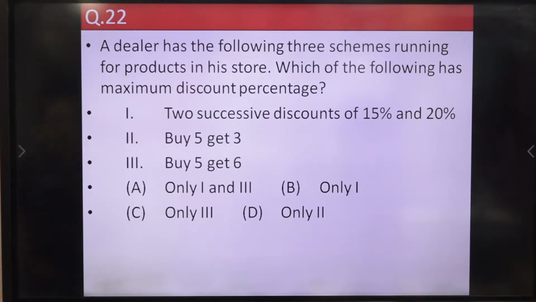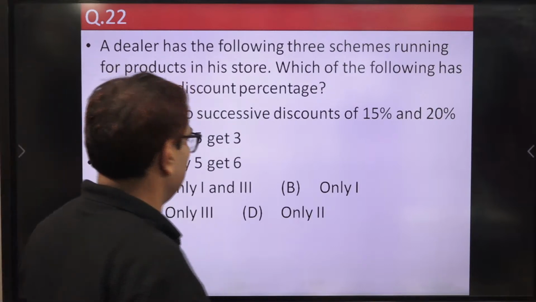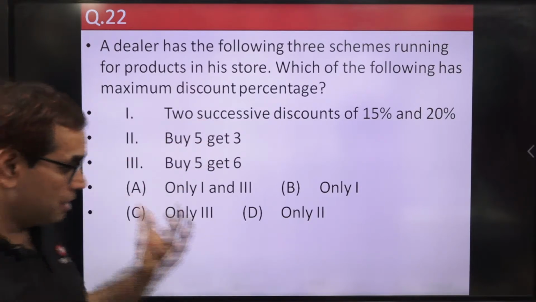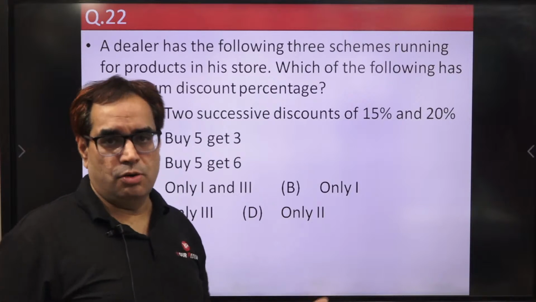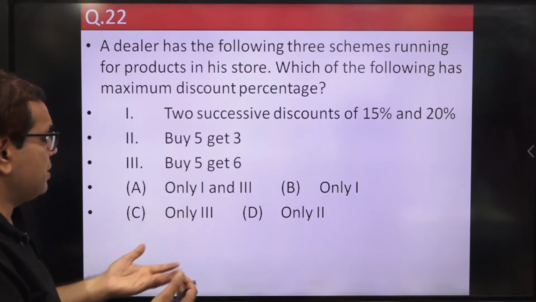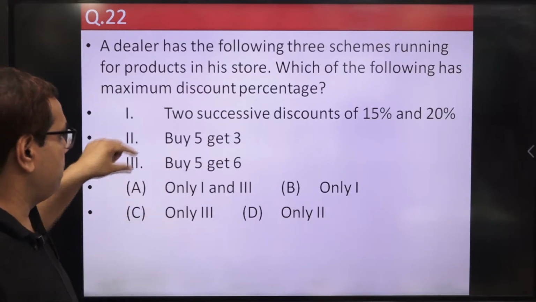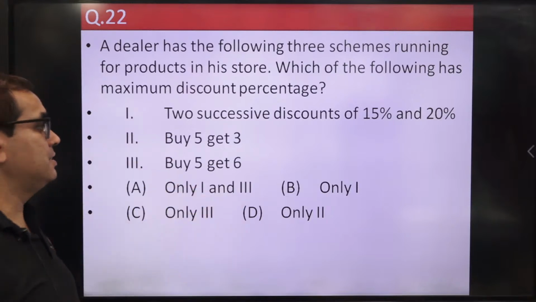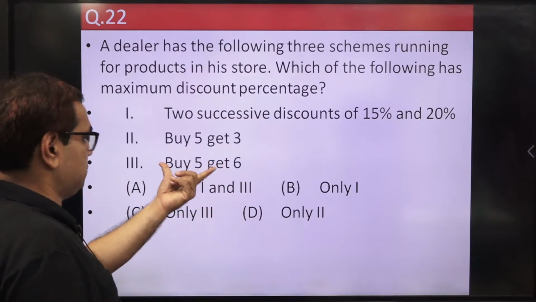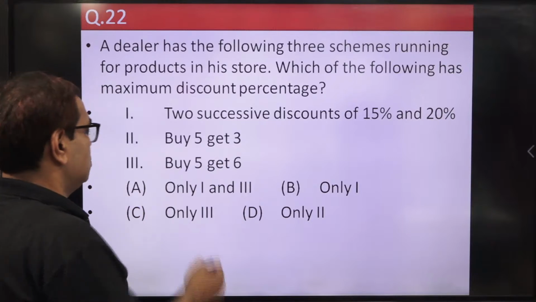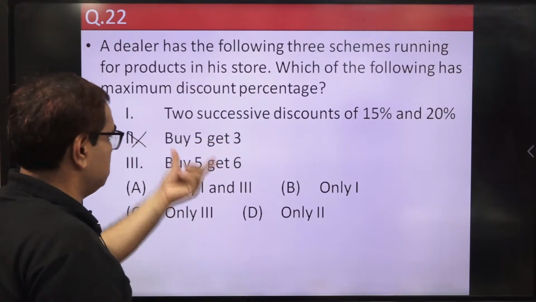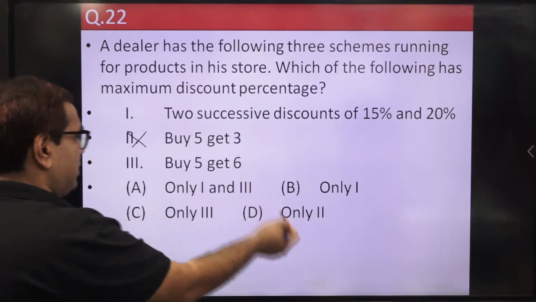Done? So let us discuss this problem now. We have three different schemes. Buy 5, get 3: you purchase 5 shirts and you are getting 3 more. And here you are purchasing 5 and you are getting 6 more. So in which are you getting more discount, second or third? If we compare these two, clearly anyone can answer that this scheme is giving more discount. This is more beneficial for the customer. So it means this cannot be the answer, because this is more than this. So only second cannot be the answer.